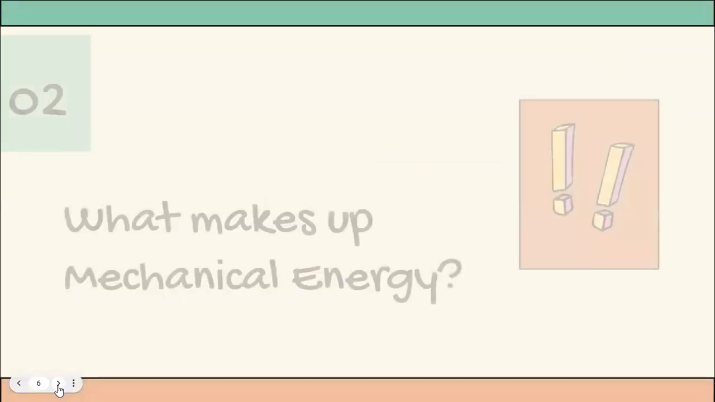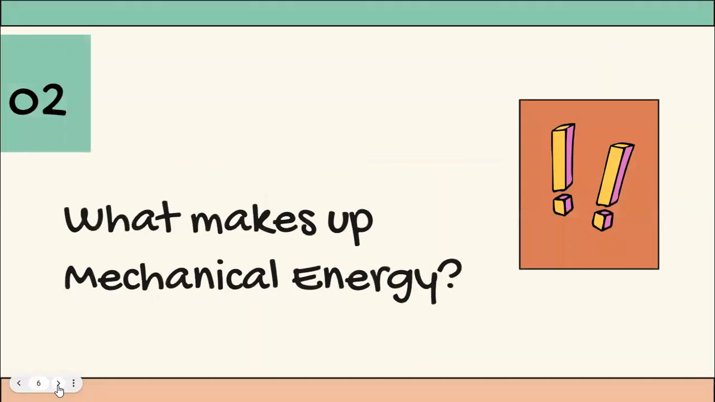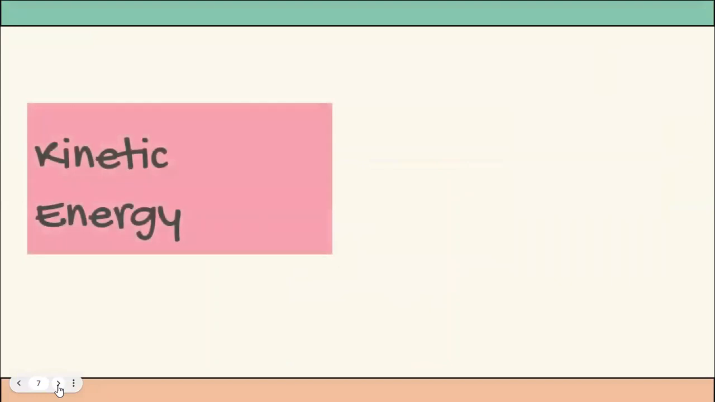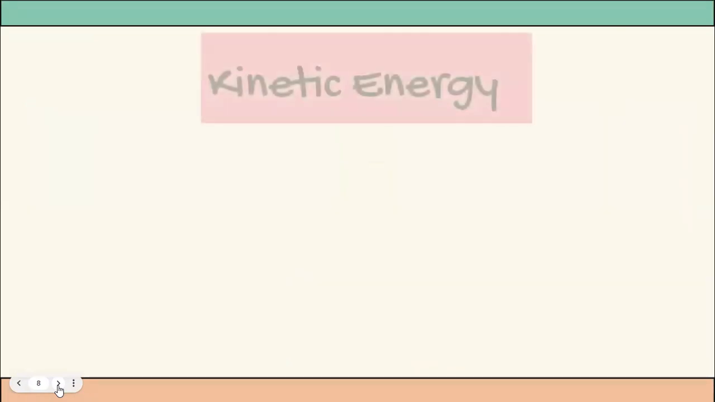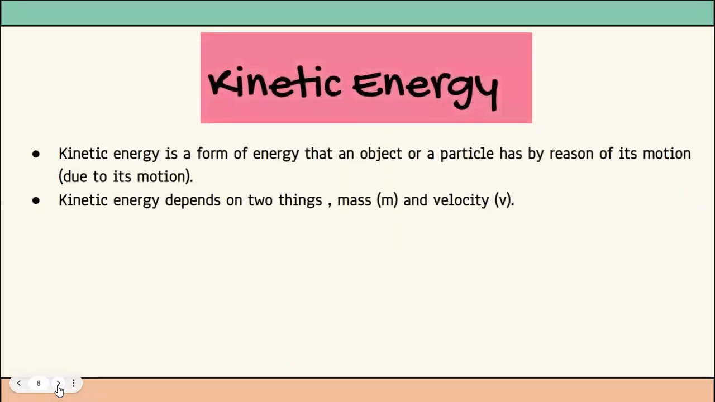Now, let's move on to what makes up mechanical energy. We learned from the definition of mechanical energy that it is the sum of kinetic energy and potential energy. So let's get to know what are these two energies. Let's start with kinetic energy. Kinetic energy is a form of energy that an object or a particle has by reason of its motion or due to its motion. Kinetic energy depends on two things. The first is mass, represented by m, and the second is velocity, represented by v.